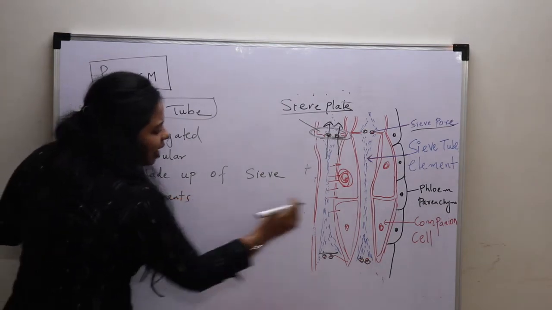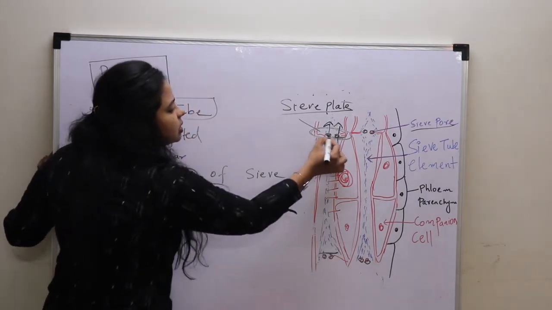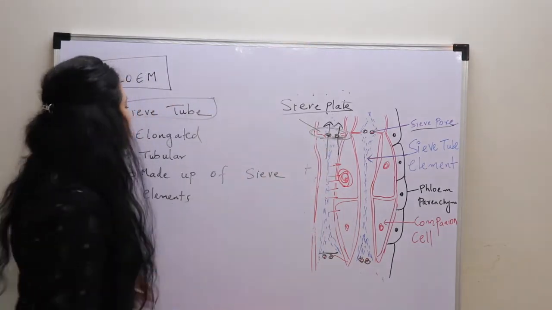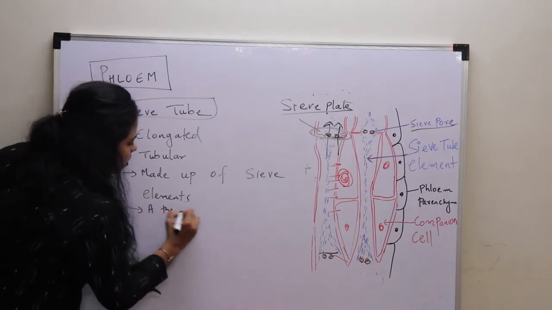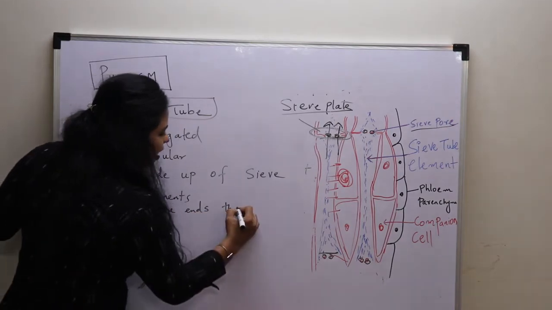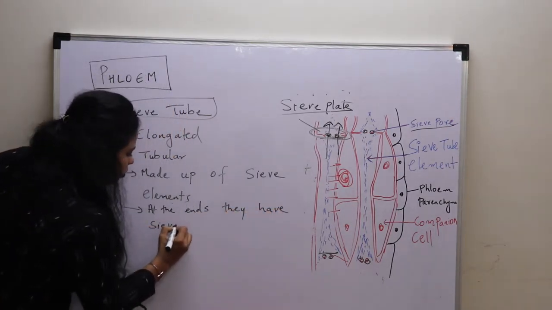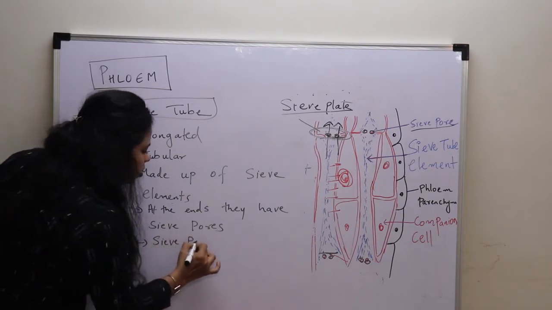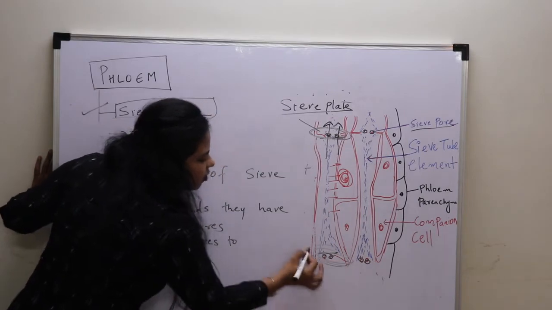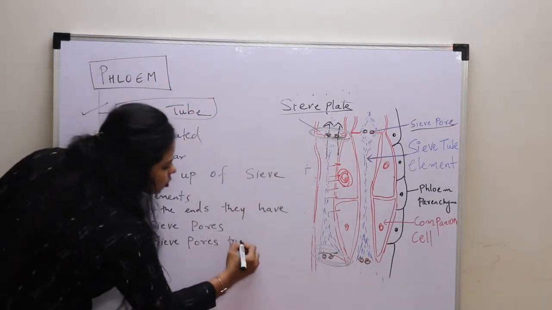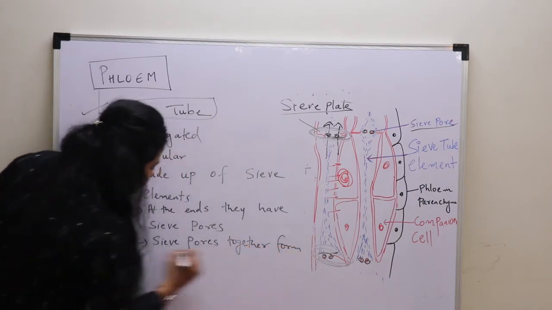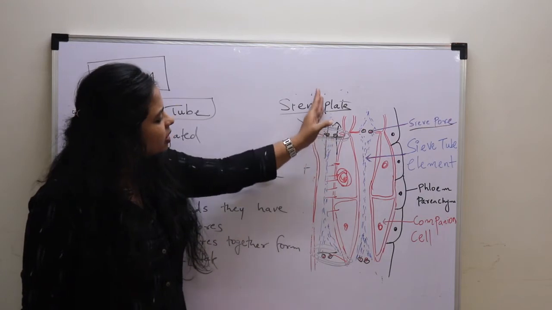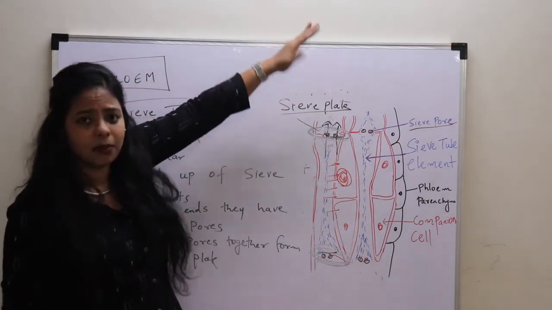Now what happens here? At the end of sieve elements there are pores. Can you see here the black ones? These are sieve pores, right? Sieve pores help in conduction of food from one sieve tube to the next sieve tube, which helps in transport of the materials. Now sieve pores together form a plate, which is called a sieve plate. So it is working as a sieve or a strainer, right? In this way the food is transported from one sieve element to the next sieve element and so on.